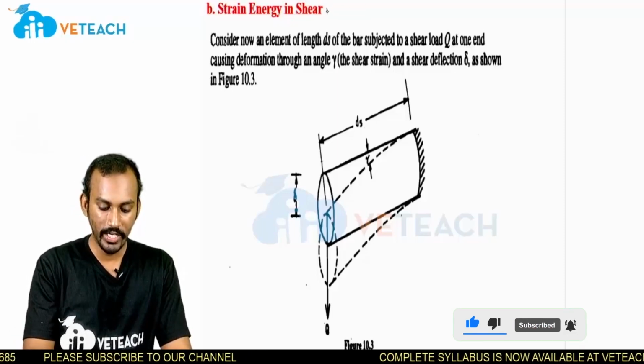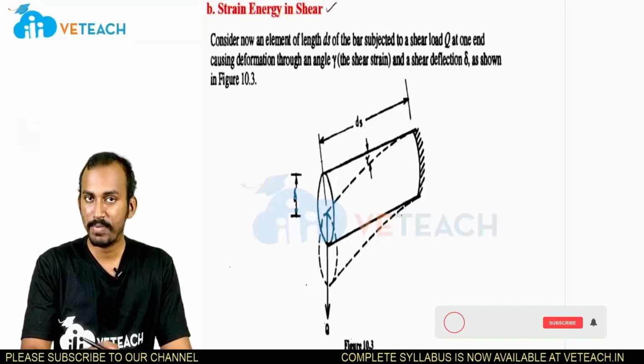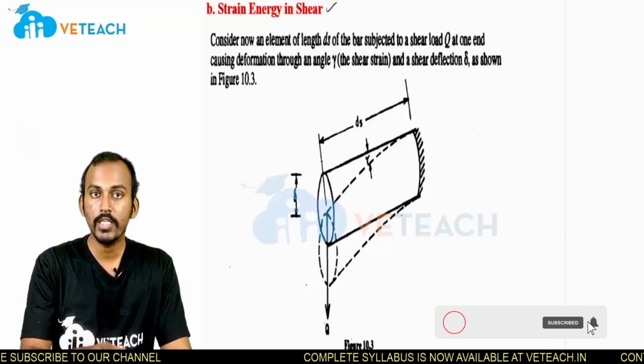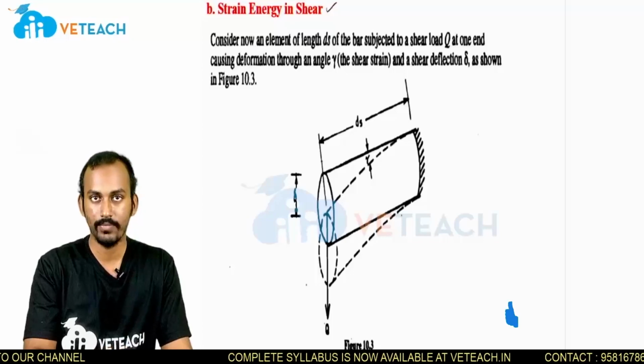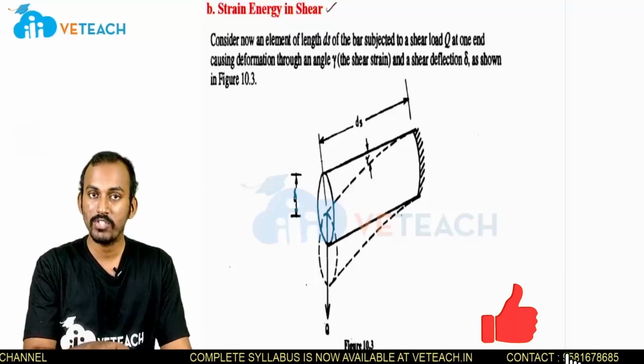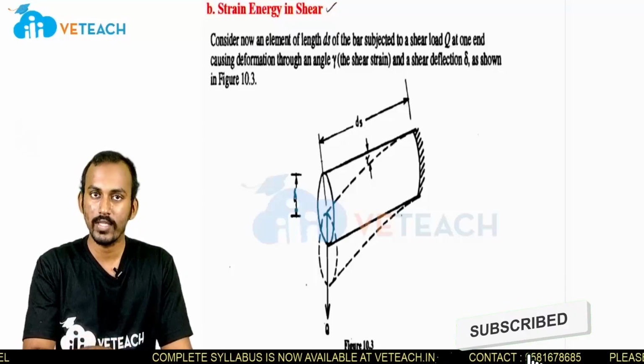In today's class, we are going to derive the expression for strain energy when a member is subjected to shear. In our last class, we derived the expression for strain energy when it is subjected to axial load, that means a normal load. But now it is subjected to a shear. If a member is subjected to some shear, what is the strain energy stored in that body?